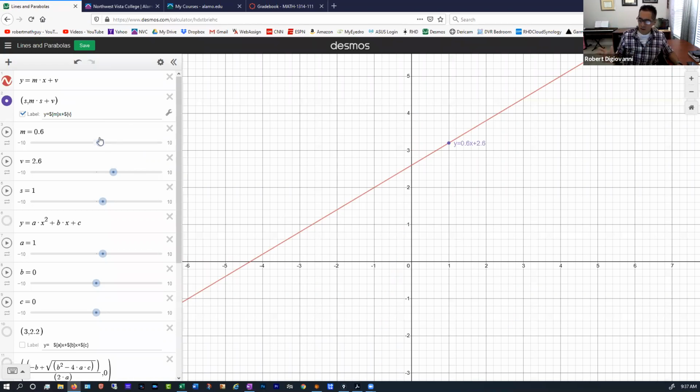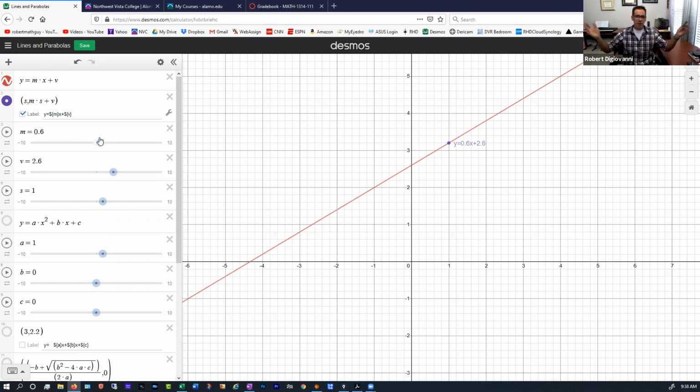But the real world is not always lines. The real world can be other things too, things that don't grow or decline at the same rate. And a perfect example of this, and I'm not sure how this is going to come out on video here, is if I were just to take some object and throw it through the air.